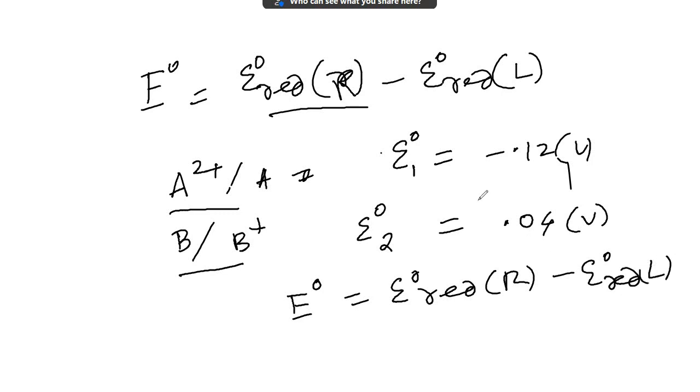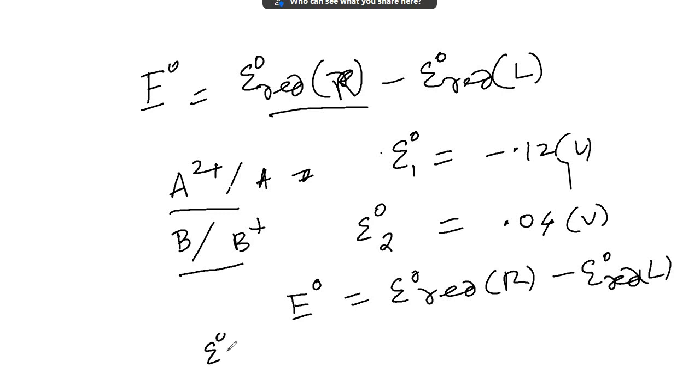How should I come to know where oxidation and where reduction takes place? In the first case, it is given as reduction potential. The second case is given as oxidation potential. What shall I do first? I will first find the reduction potential of both half cells. The first half cell reduction is already given. For the second half cell, what will the reduction potential be?